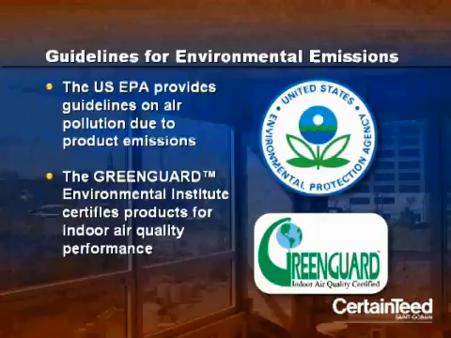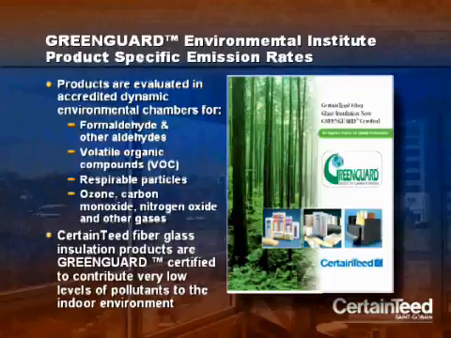There are guidelines for environmental emissions offered by the EPA, especially on the subject of air pollution due to product emissions. And the GreenGuard Environmental Institute certifies products for indoor air quality performance. Look for their certification on components you choose for your buildings. GreenGuard tests and evaluates products in accredited environmental chambers, testing for formaldehyde and other aldehydes, volatile organic compounds, VOCs, and respirable particles, in addition to ozone, carbon monoxide, nitrogen oxide, and other gases.